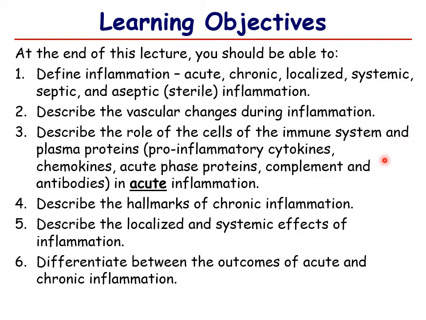We're going to talk about chronic inflammation, so you should also be able to describe the hallmarks of chronic inflammation and describe the localized and systemic effects of inflammation. And then finally, differentiate between the outcomes of acute and chronic inflammation.